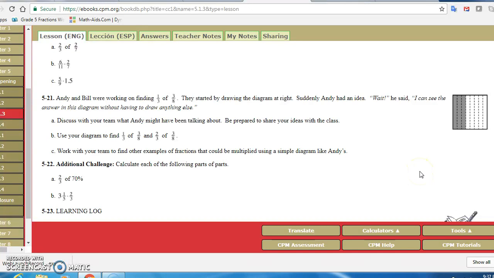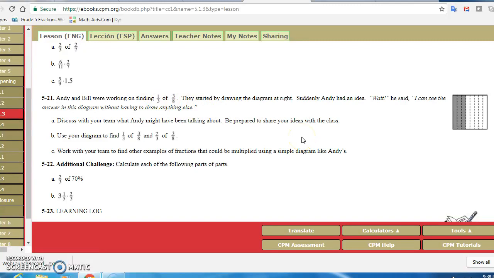It starts out with Andy and Bill were working on finding 1/3 of 3/8. They started by drawing the diagram at the right, and suddenly Andy had an idea. Wait, he said, I can see the answer in this diagram without having to draw anything else. Part A says discuss with your team what Andy might have been talking about and be prepared to share your ideas with the class. So right here he has 1, 2, 3 shaded in out of 8 parts. So that's showing the 3/8. And he can recognize what the answer is without even having to draw any further.